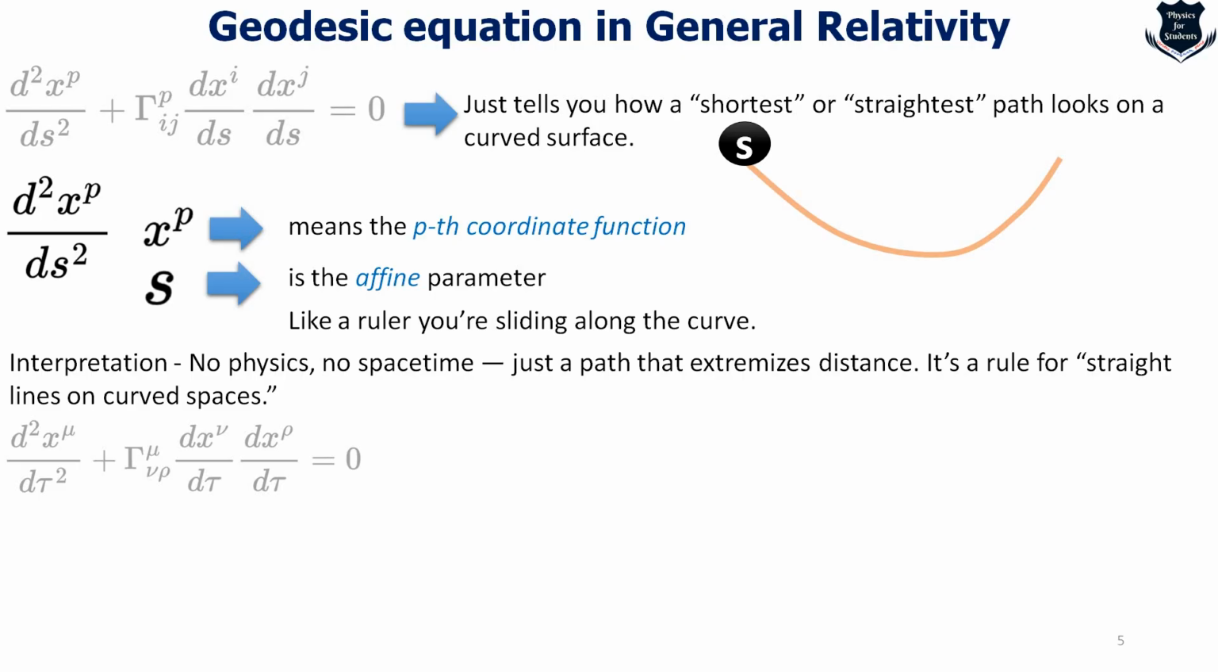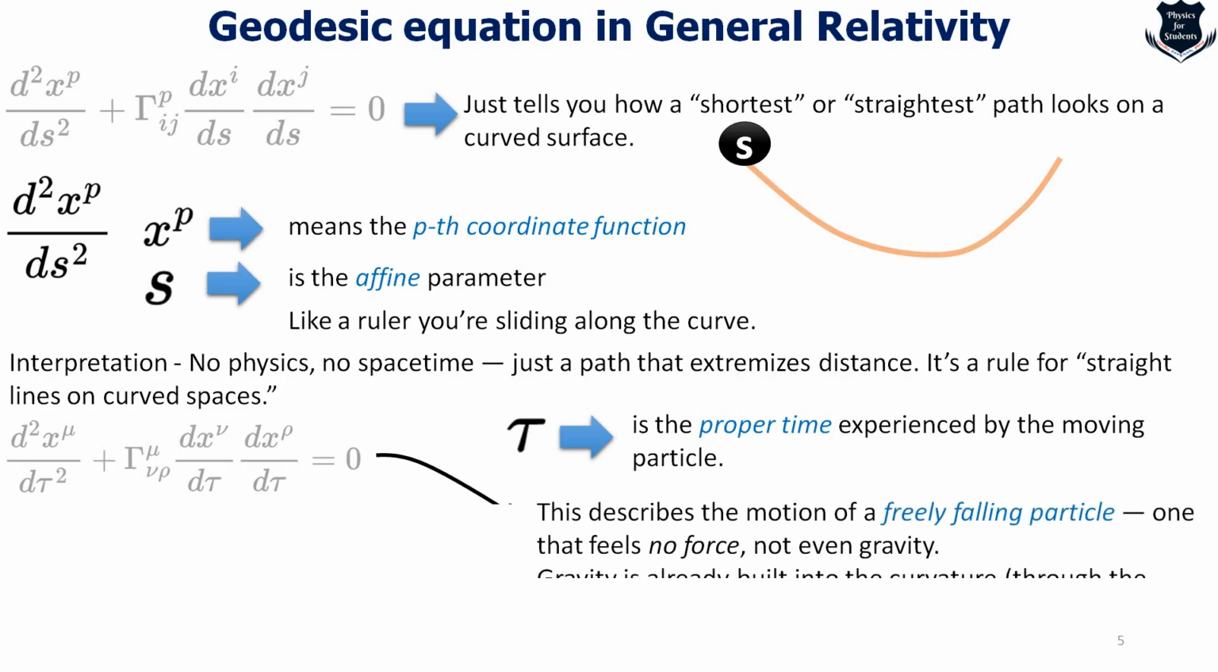Now let us look at this, which is the general geodesic equation. Here you can see the tau, which is replaced by s. So the s, which is acting as an affine parameter like a ruler, is now acting as a proper time, because time is also moving, the parameter is also moving. So it is the proper time experienced by the moving particle. Again I am justifying why it is set to 0: it describes the motion of a freely falling particle, that means it is not experiencing any acceleration or any gravity. Gravity is already built into the curvature through the Christoffel terms.